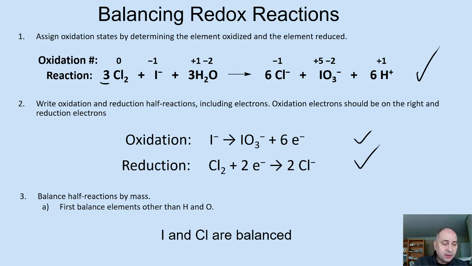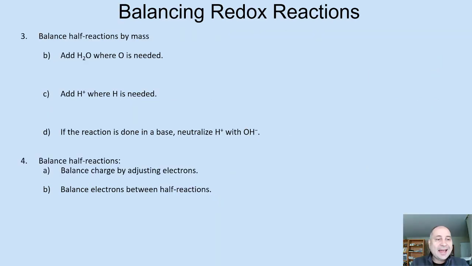And so number 3 is balance the half reactions by mass. We did that. We have 2 chlorines on each side, and we have 1 iodine, but we are missing oxygen. So what do we do about oxygen? Once we've done that, we worry about hydrogen and oxygen. It says to add water where oxygen is needed.